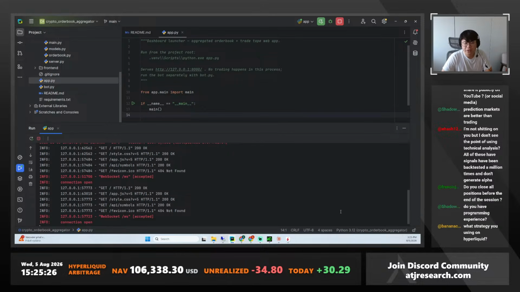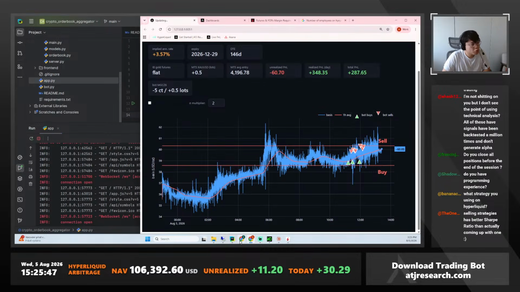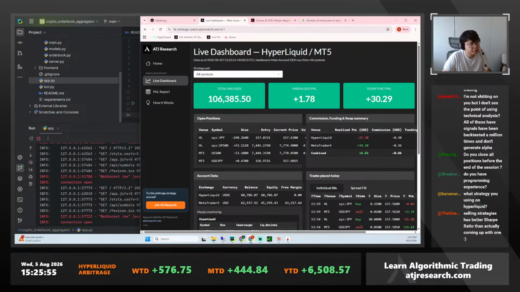Prediction markets are better than trading. Can't argue with that. I'm not shitting on you, but I don't see the point of using technical analysis. All of these signals have been backtested a million times and don't generate alpha. Well, I don't know. I'm not offended or anything, I'm just confused.